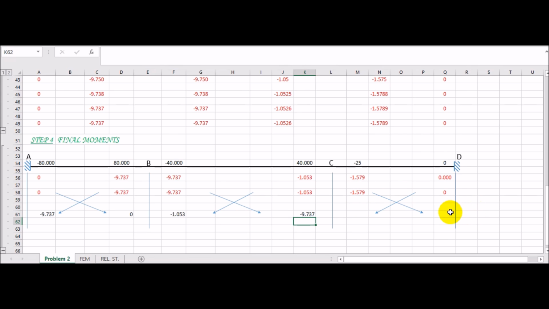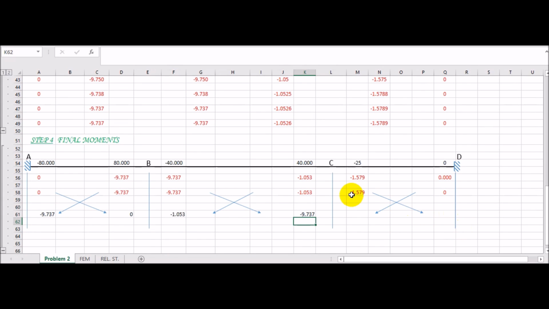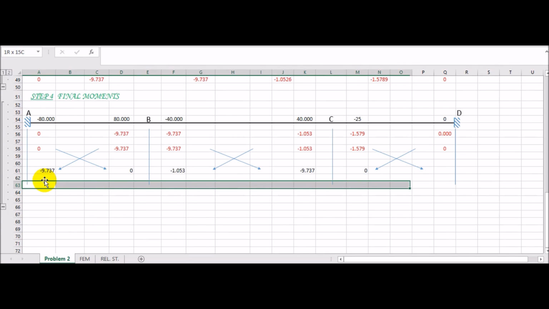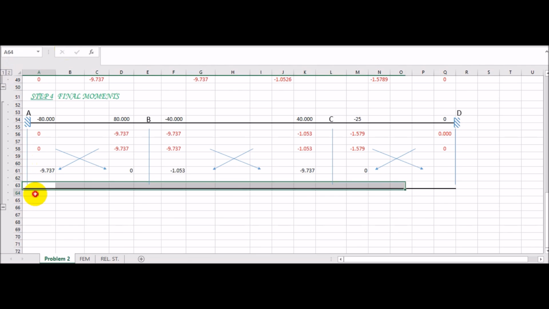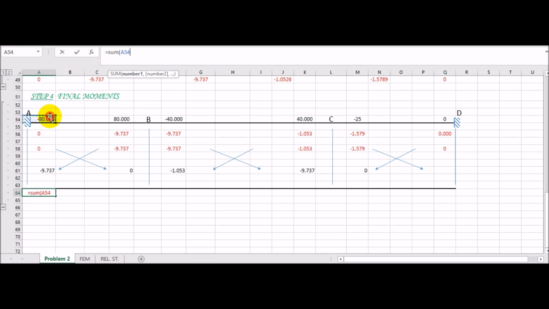Now you won't take this value here because we have already balanced this joint, and we don't have to do anything with this joint now. We have balanced it here, so we won't further take any moments across this. We just have to carry this 0 to this side. And now just simply add them. This is equal to sum, adding all these values in Excel. All right, got it. So we just add all these values and write it.